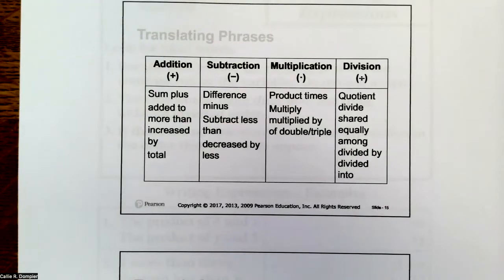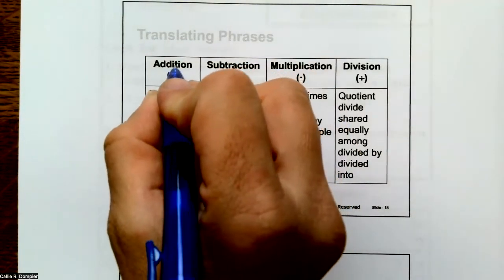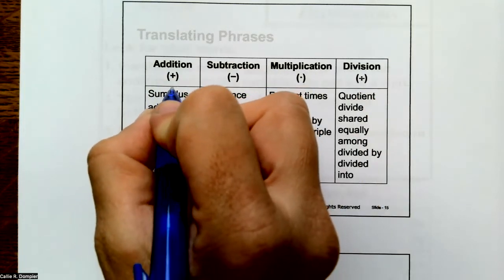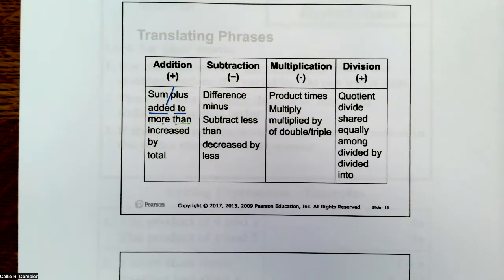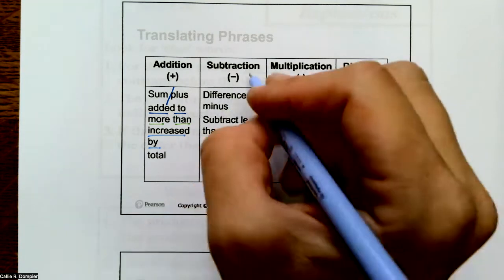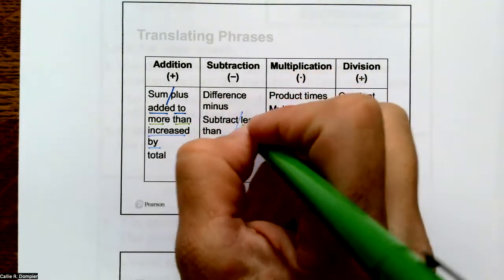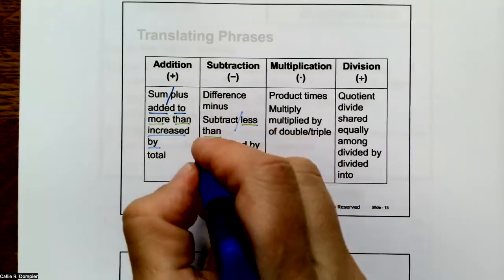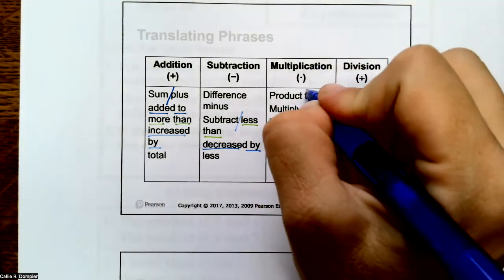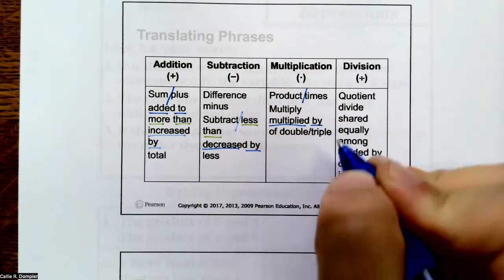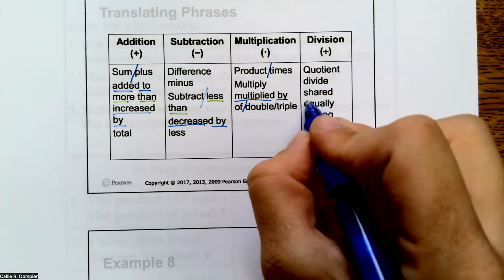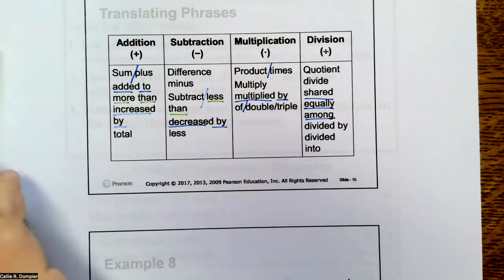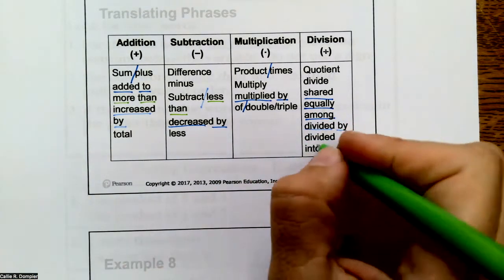Now, translating phrases, the most difficult part. Here's what can mean addition: sum, plus, added to, more than, increased by, and total. Subtraction would be difference, minus, subtract, less than, decreased by, and less. Multiplication would be product, times, multiply, multiplied by, of, and double or triple. Division would be quotient, divide, shared equally among, divided by, and divided into.